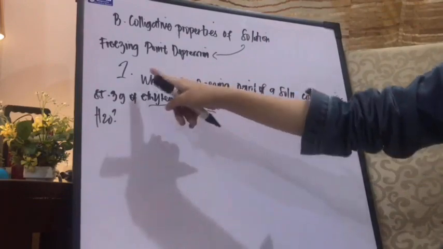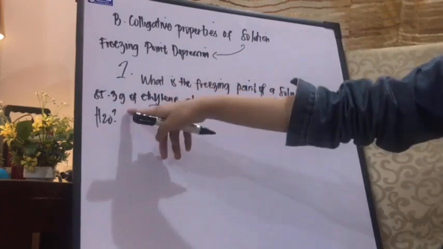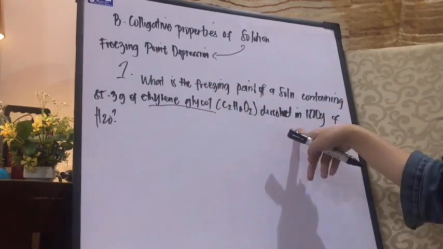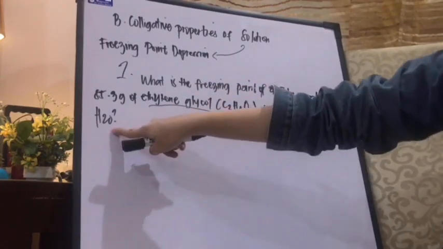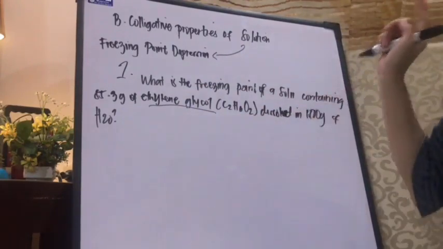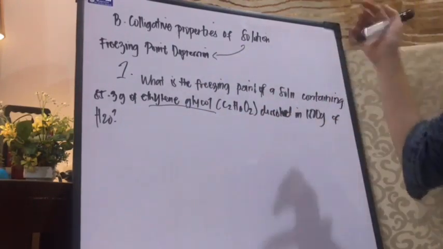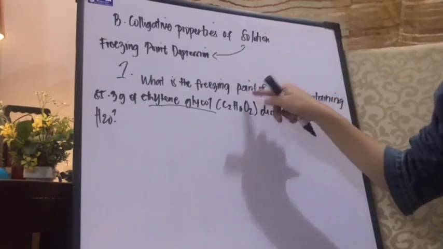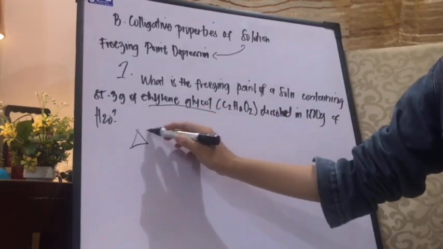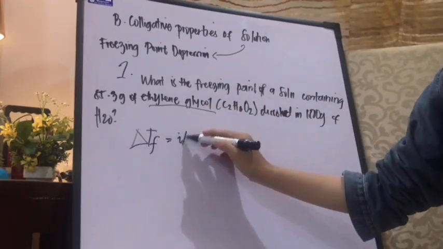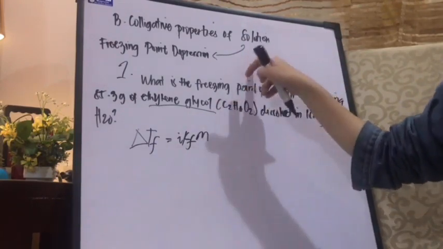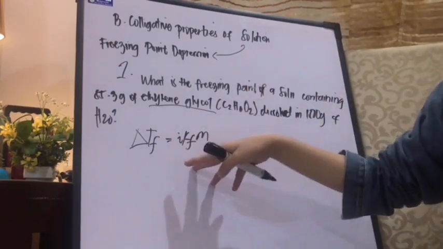Number one, what is the freezing point of a solution containing 85.3 grams of ethylene glycol dissolved in 1500 grams of water? The equation that governs the relationship between the freezing point of the solvent and of the solution is delta T sub F equals i times K sub F times the molality. This is very similar to the boiling point equation, but this one is regarding freezing point.